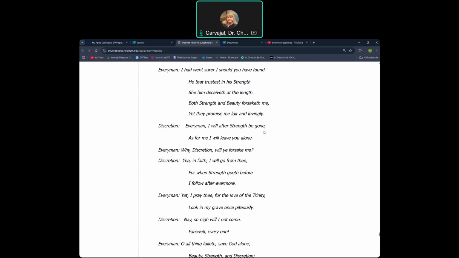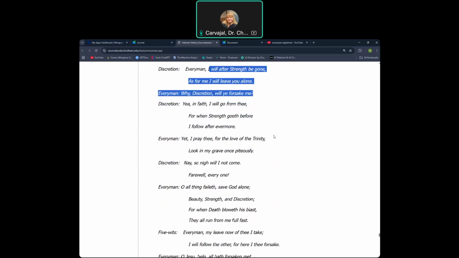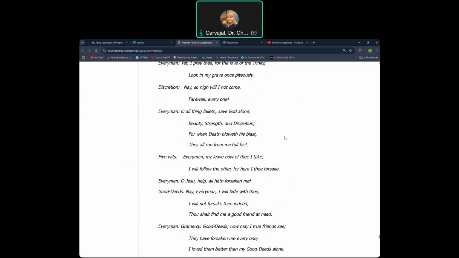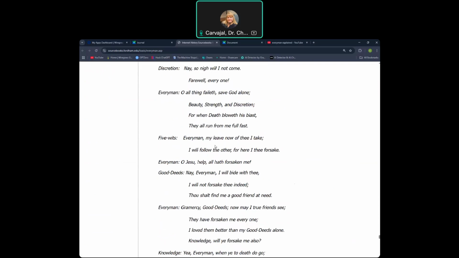And Discretion says, "Everyman, I will after Strength be gone. As for me, I will leave you alone." Because his wits, even the five wits, the five senses, his discretion, his brain, all of this thinking is all gone because his life is over. And so his discretion is leaving. And so are his wits. He won't be able to see, hear, taste, touch, or smell anymore because he's dead.